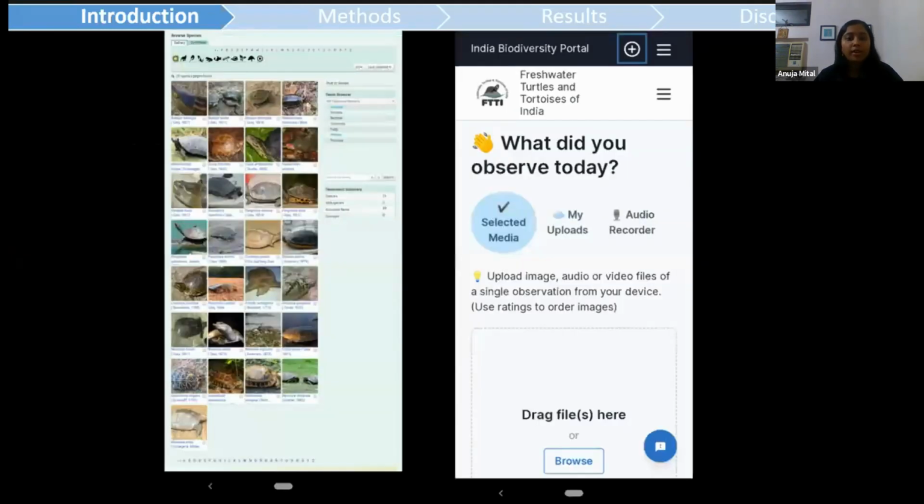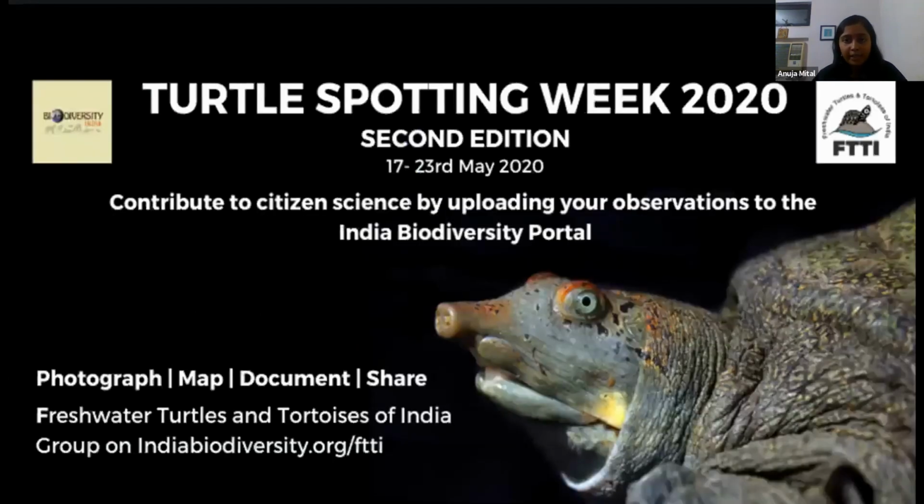And this is what our species list looks like. If you click on each one, you'll get all the information. And this is our observation creation interface. We also have our unique turtle spotting week campaigns that we run a week before World Turtle Day. We had this in 2019 and 2020, and this is mainly to increase awareness on freshwater chelonians, which have been massively ignored and understudied in India for decades.